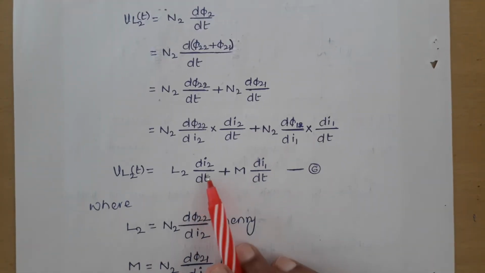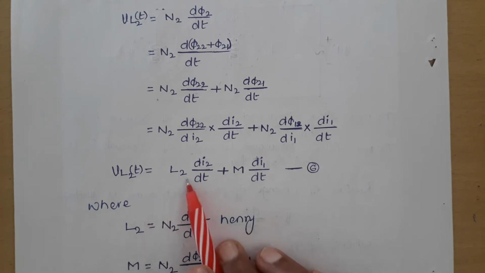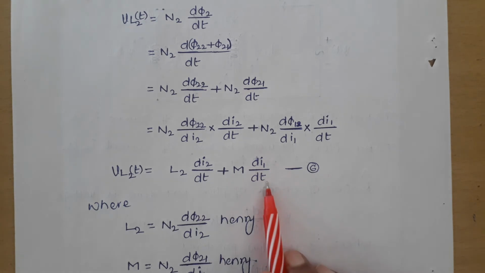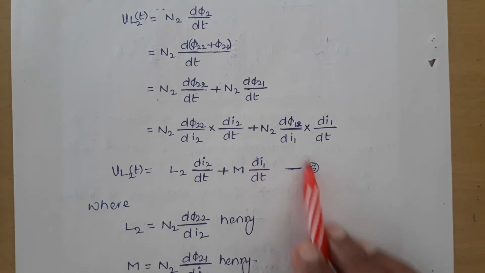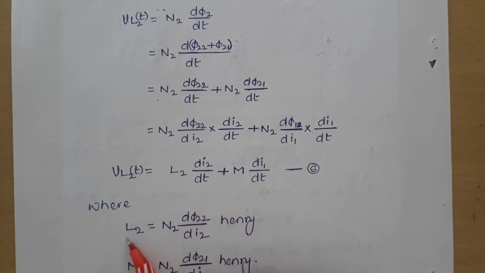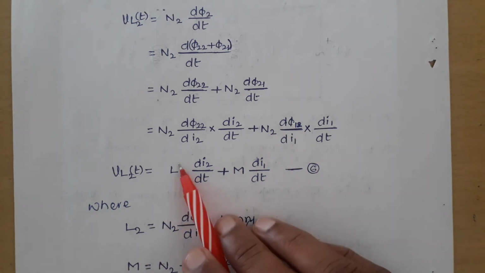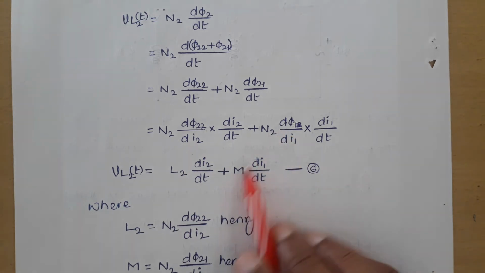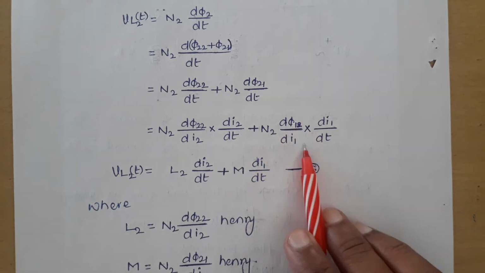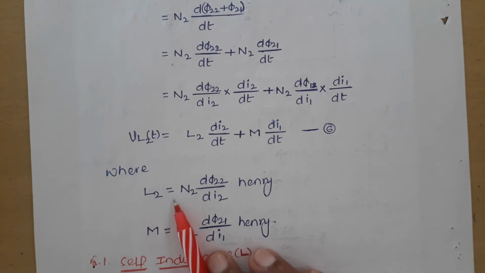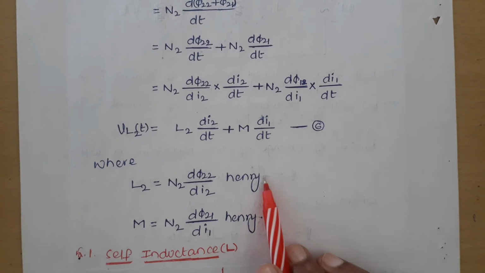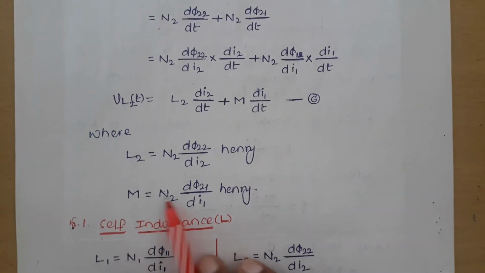Again this can be written as VL2 of t equal to L2 di2 by dt plus M di1 by dt, taking this as the seventh equation. Here L2 is a self inductance and M is a mutual inductance, where L2 is N2 dφ22 by di2 and mutual inductance M equals N2 dφ12 by di1. So self inductance L2 equals N2 dφ22 by di2 Henry, and mutual inductance M equals N2 dφ21 by di1 Henry.